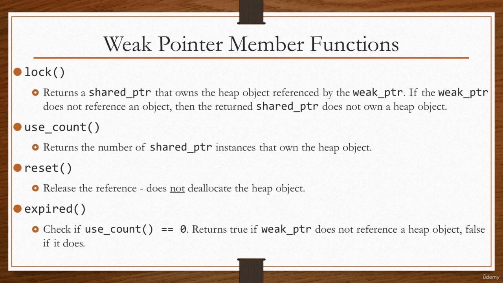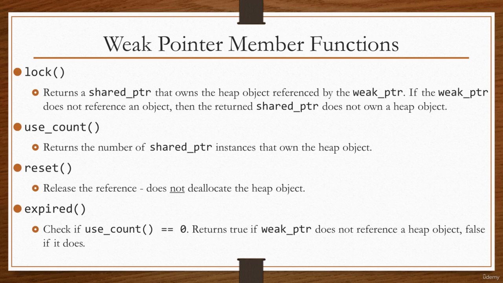Okay, and then we have the useCount member function, which is going to return the number of shared pointer instances that own the heap object. This will be 0 if the heap object is empty, so in other words, if it does not reference a heap object. Then the reset member function is going to release the reference, but it's not going to deallocate the heap object as it would with a unique pointer or a shared pointer.